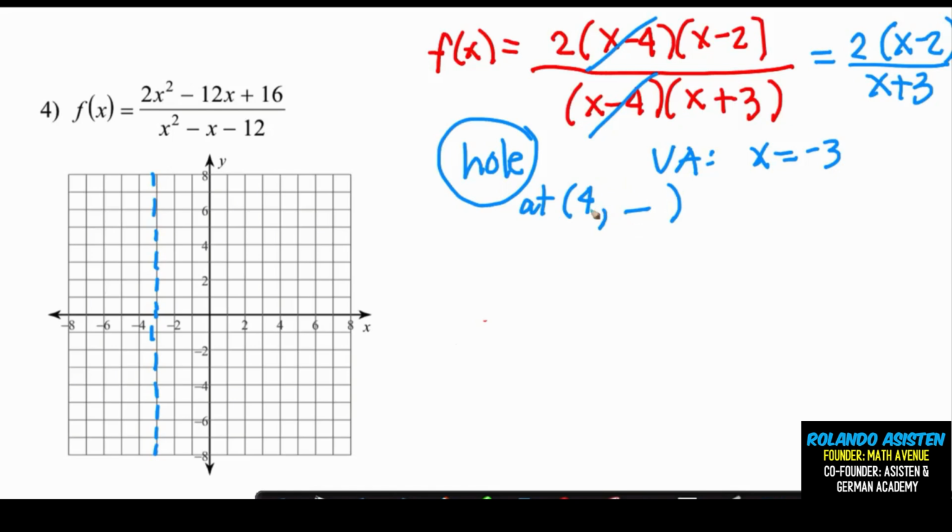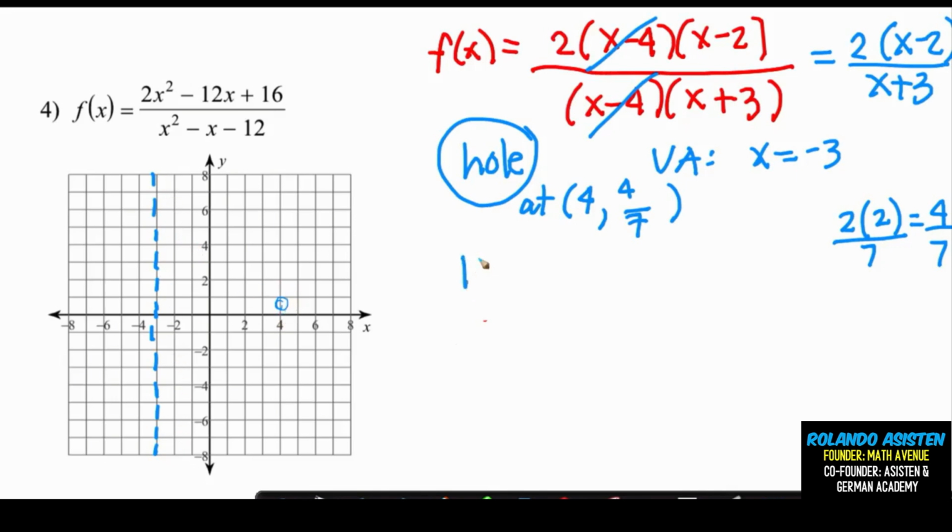So if you substitute this 4 in the simplified form here, you will get 2 times 4 minus 2, that becomes positive 2, over 4 plus 3, which is 7, and that gives us 4/7. So the hole is at the ordered pair x equals 4, y is 4/7. Somewhere here, there is a hole in the graph. So let's continue. We have one vertical asymptote and we have one hole.